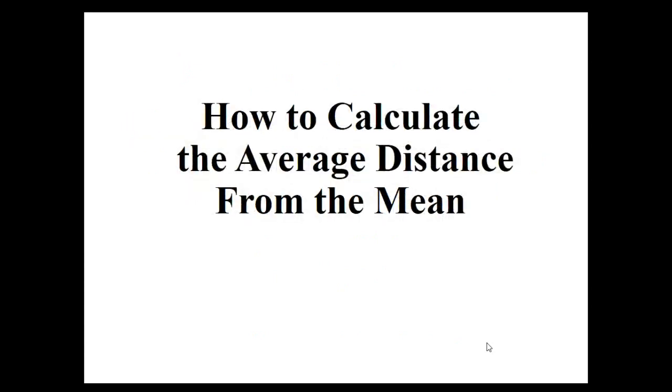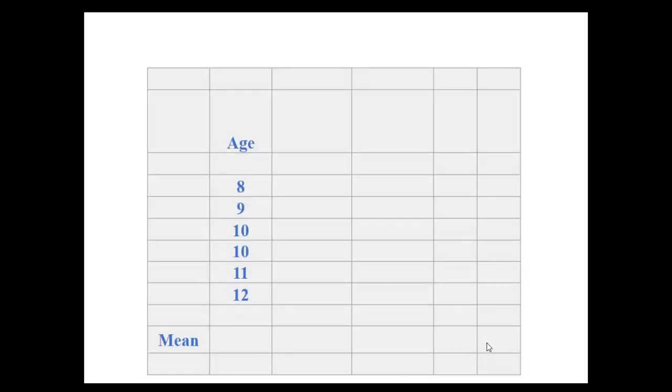And I'm going to show you how to calculate the average distance from the mean in a group of scores. This is the data we'll use. It's the ages of 6 children. And you can see the children's ages. They're 8, 9, 10, 10. There's 2 kids that are age 10, 11, and 12. So these are kids from about third grade to about seventh grade, right? Now, statisticians would call these the raw scores. The raw scores are what you start with before you start performing calculations.